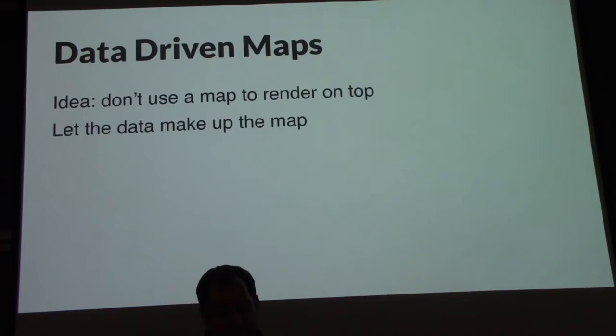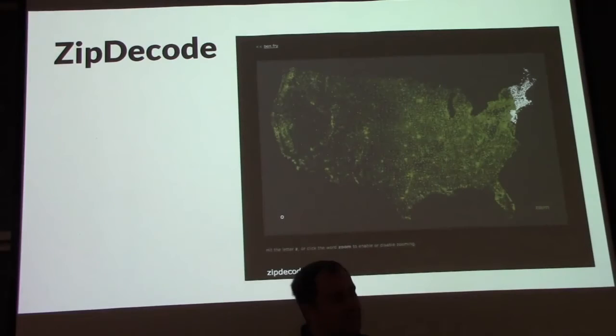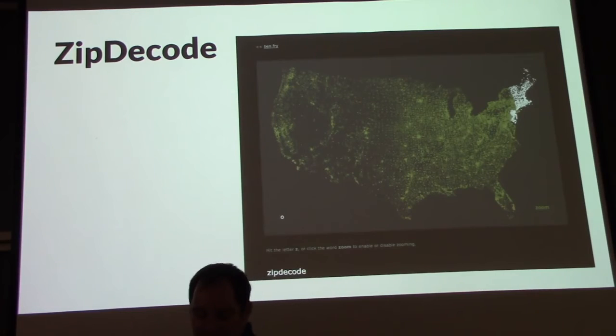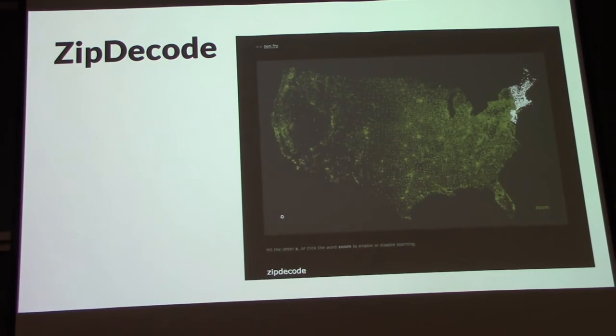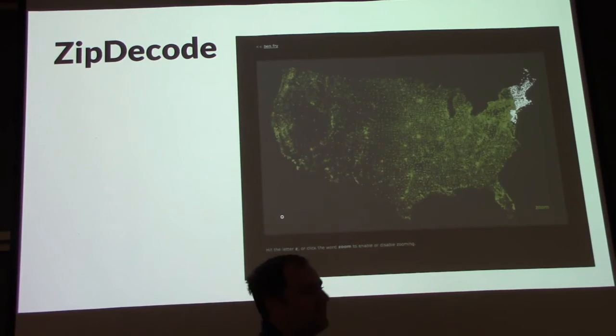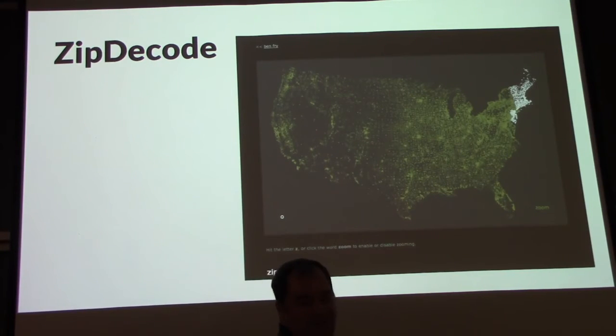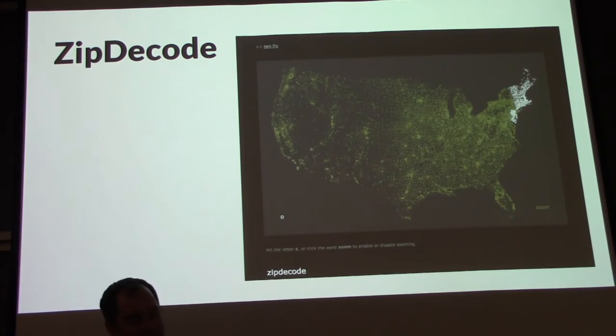Okay, next I wanted to talk a little bit about data-driven maps. So the idea here is don't use a map to render on top, but let the data make up the map. A simple example, what's happening here is that we don't show any borders, or we don't even show where there's land and sea. What we show is simply dots that are geolocated. And if you have enough of those dots, you usually can make a nice map, as you've seen in the last example and as you see here. Here is a dot for every zip code in the United States.